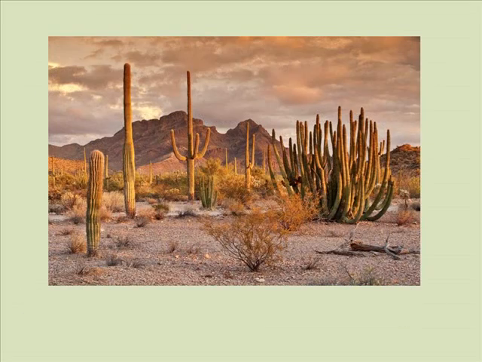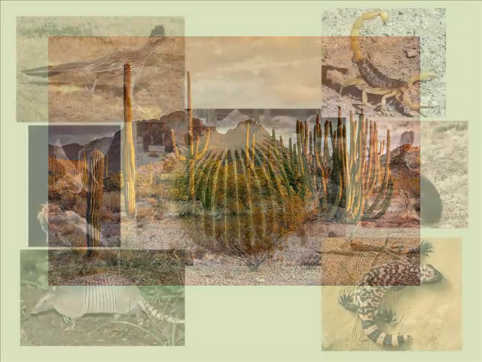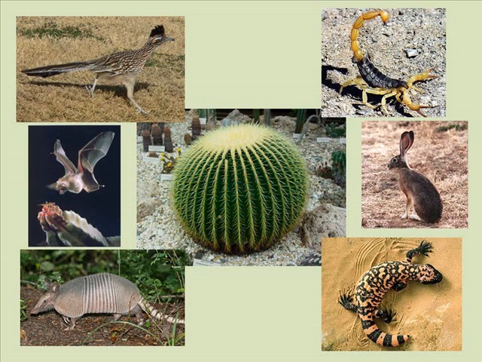Here is a picture of a desert biome. And here are some organisms that live in the desert. On the top left, we have a roadrunner. Beep, beep. On the top right, we have a scorpion. Middle right, a hare, which is the longer, slender version of a rabbit. On the bottom right, we have the Gila monster, which is one of our 2 poisonous lizards in the world. On the bottom left, we have an armadillo. And then in the middle on the left, we have a bat. And the bat is flying above a cactus flower, as bats are one of the pollinators. And in the center, I have a picture of a cactus.